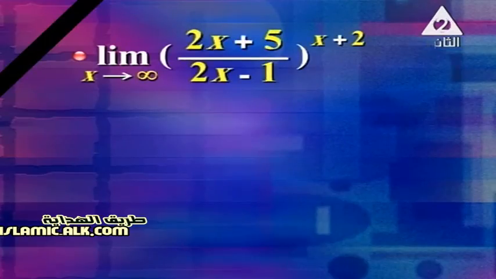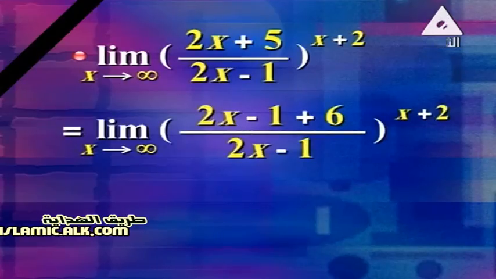Limit when x tends to infinity, 2x plus 5 over 2x minus 1 for all x plus 2. Dear student, what did you use? Yes, the trick. We convert 5 into negative 1 plus 6 as a solution. Look at 2x plus 5 becomes 2x minus 1 plus 6. Why? Because we distribute the fraction into two fractions. The first fraction is 2x minus 1 over 2x minus 1. After that, we add the second fraction 6 over 2x minus 1. Each one to the power x plus 2.